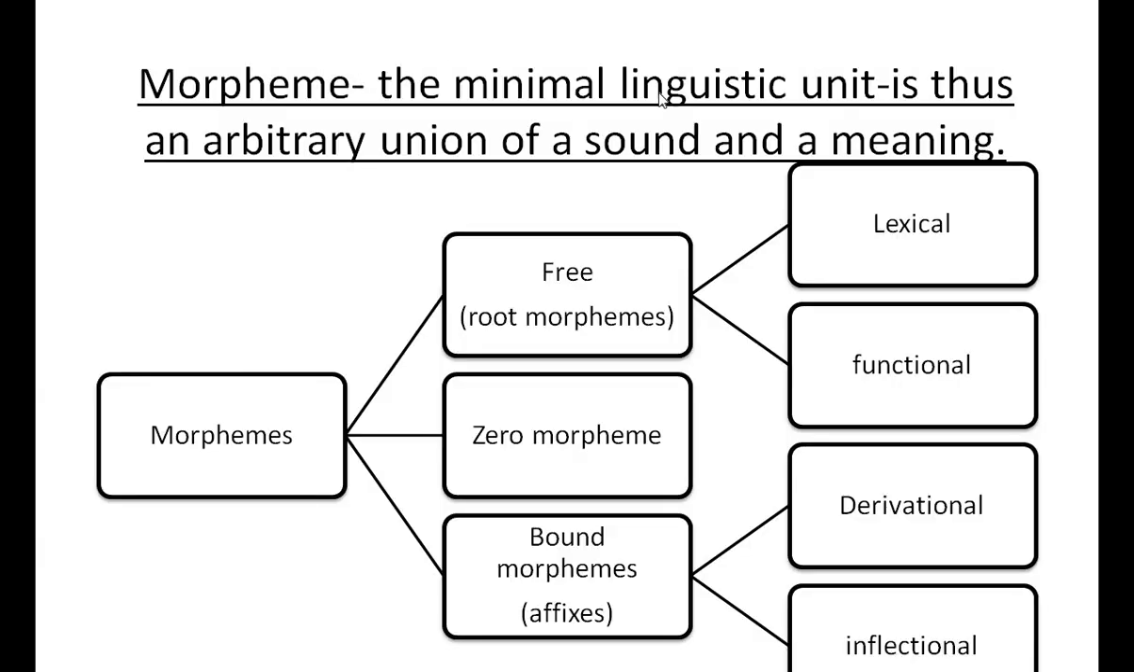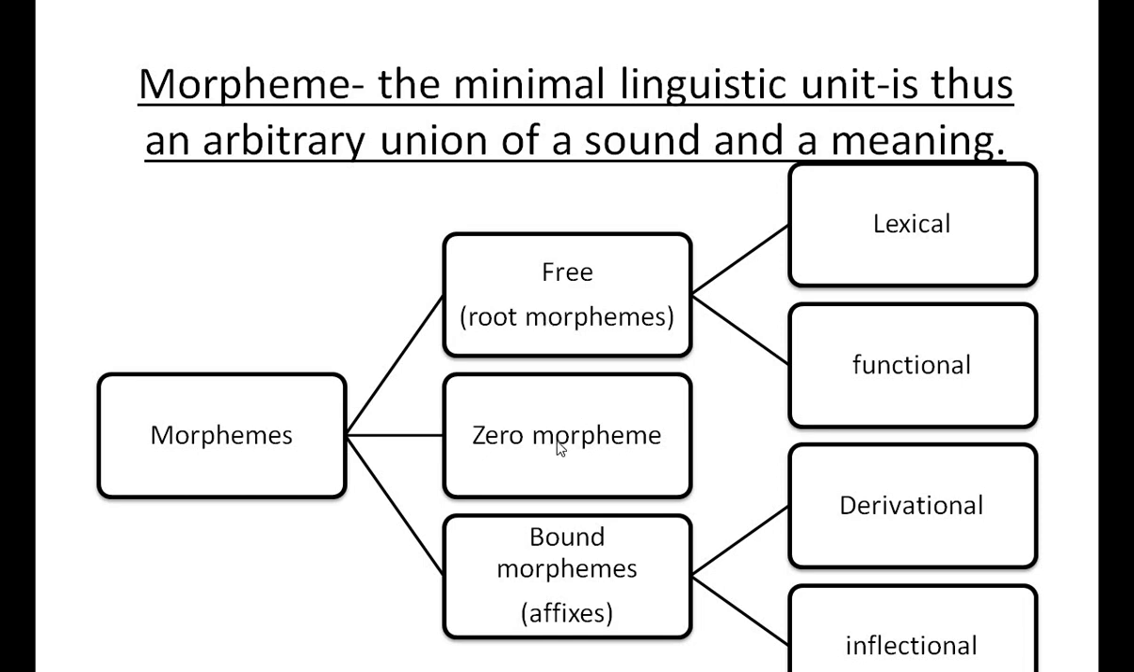Okay, so what is a morpheme? It is the minimal linguistic unit, an arbitrary union of a sound and a meaning. Yes, there is some sound, and these sounds also convey some kind of meaning. So that is what is called a morpheme. Morphemes have two main types: free morphemes, also called root morphemes or base morphemes, also open class morphemes. Then we have bound morphemes, which are also called affixes, and these are closed class morphemes as well.